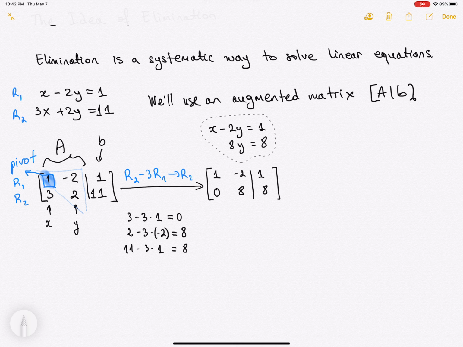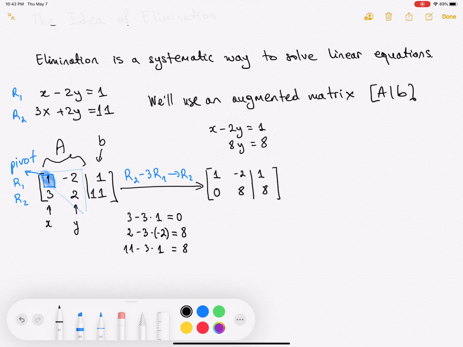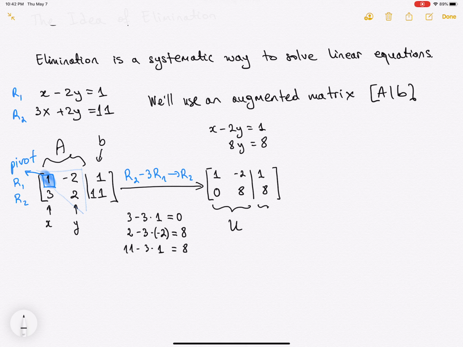But what the two systems have in common is that the same x and y values solve both systems. So x and y haven't changed. So we call these systems equivalent systems. Now, once we have obtained this upper triangular form in A, so this is no longer A, we'll call this matrix U for upper triangular, and we'll call this vector C because it's changed.